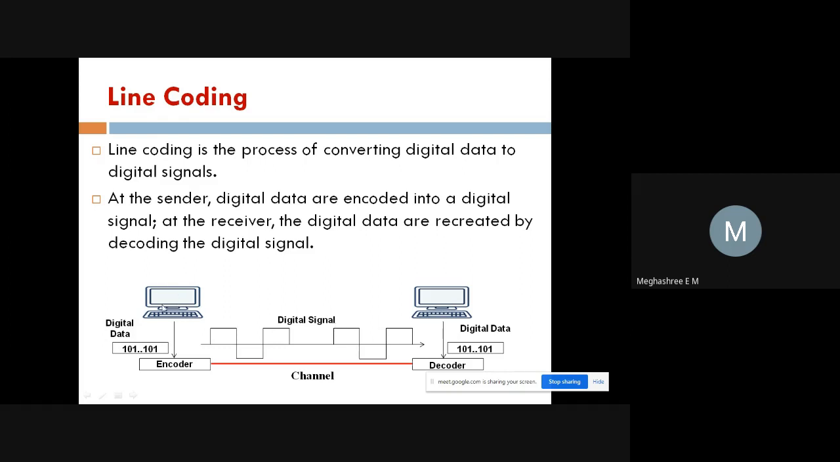At the sender side, digital data are encoded into digital signal. As you can see, this is the way we represent a digital signal. It is transmitted over the communication channel, and at the receiver, the digital data are recreated by the decoder. Whatever digital signal is received at the receiver end, with the help of the decoder, the signal will be converted back into digital data. This process of converting digital data to digital signal is called line coding. This is simple.